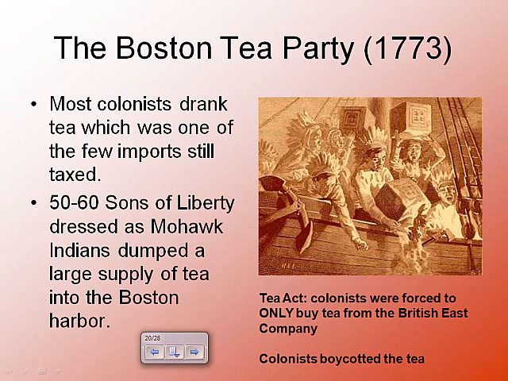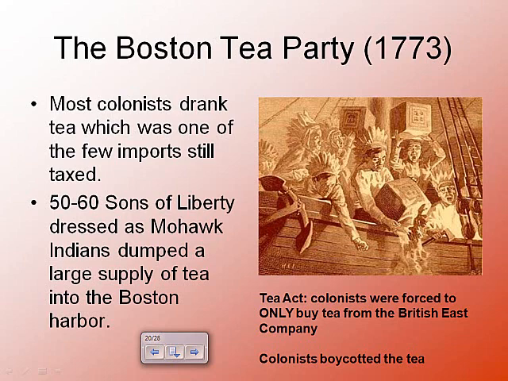but then the Sons of Liberty end up putting on a disguise and forming the Boston Tea Party in 1773. Because most colonists drank tea, it was one of the only few imports that was still being taxed. So in response, there were about 50 to 60 Sons of Liberty that dressed as Mohawk Indians and dumped a large supply of tea into the Boston harbor.